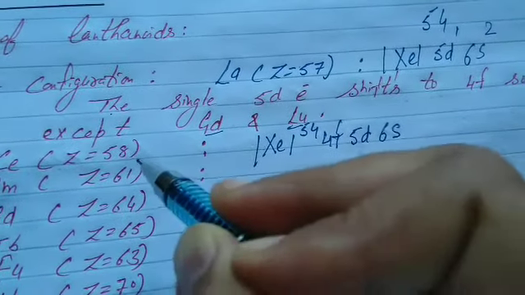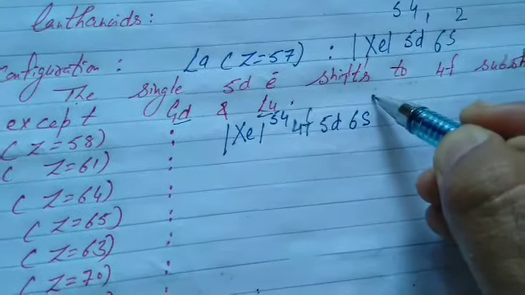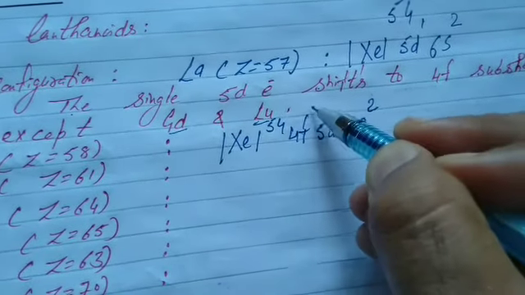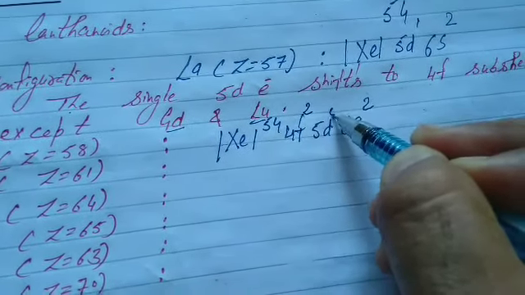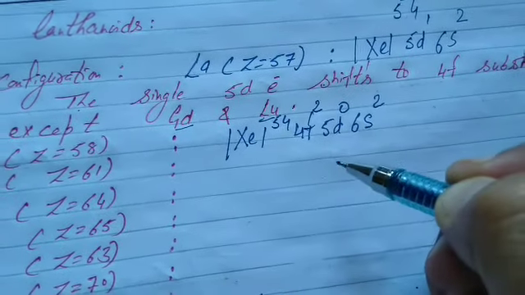We have to approach up to 58. 54 and 2, 56. 56 and 2, 58. It's 0. We transfer this to 4f subshell. That's the easy way to mention their configuration.